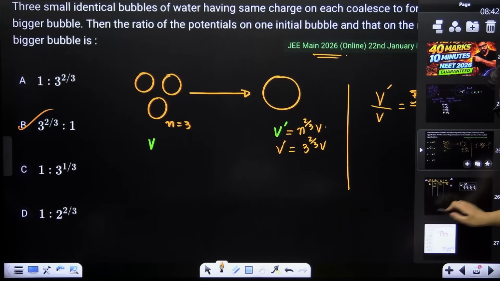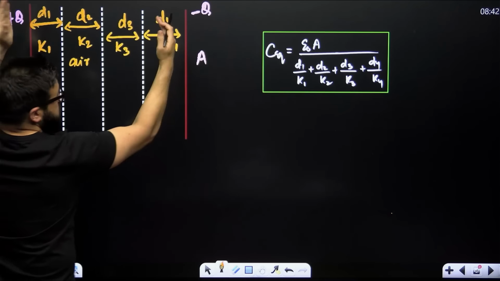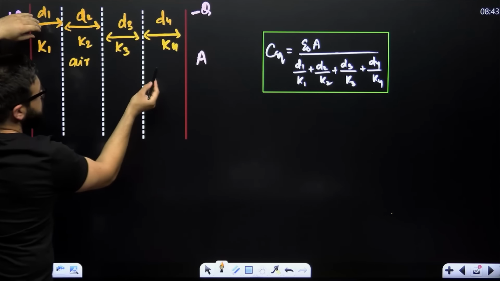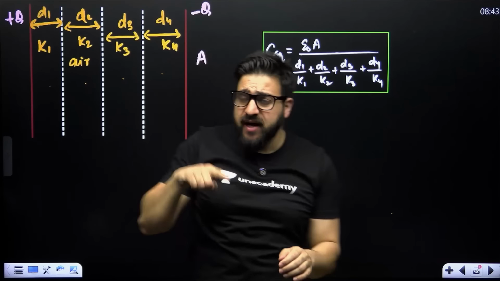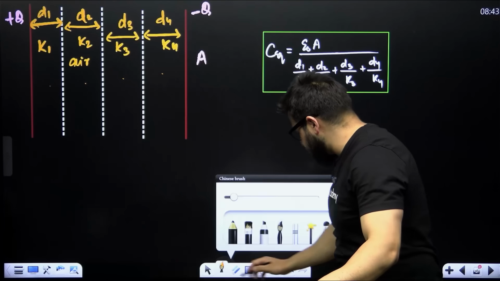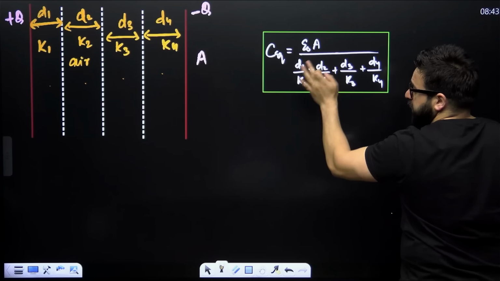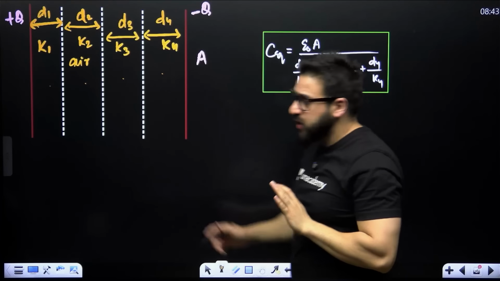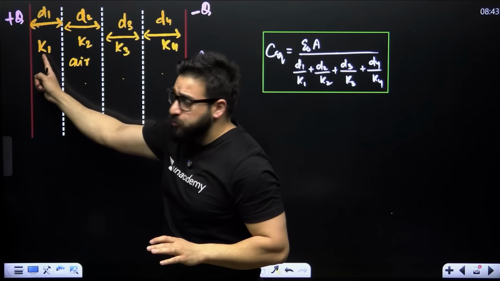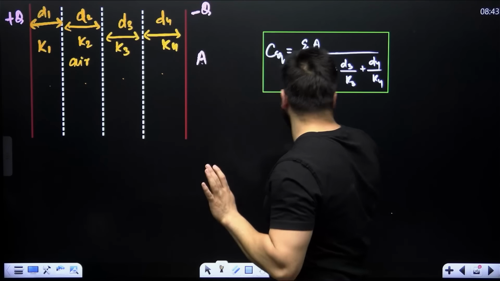Very, very important concept. Let's suppose, my dear friends, you have a capacitor. Next concept: you have a capacitor, and in between the capacitor you have placed multiple dielectrics in series. Whenever dielectrics are placed in between the capacitor plates in series, its capacitance changes. Its capacitance becomes epsilon naught A, D1 by K1, D2 by K2, D3 by K3, D4 by K4. Means the width of this, dielectric constant of this, width of this, dielectric constant of this, and A is the area.